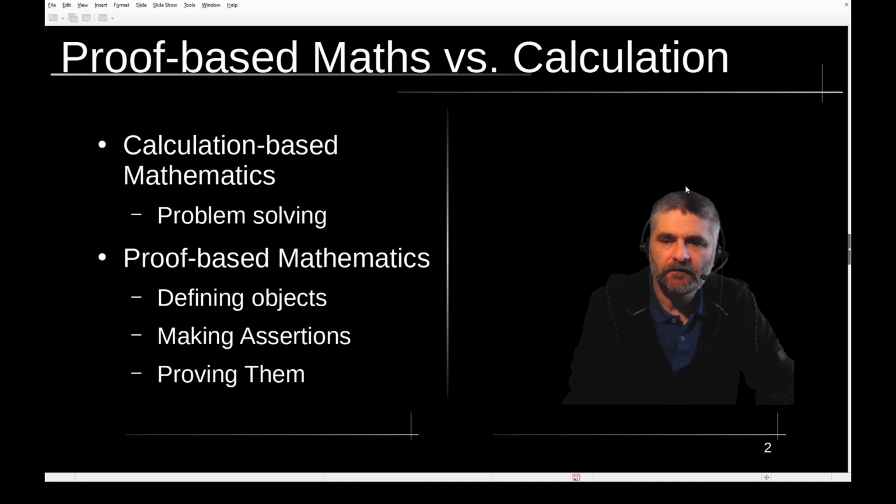Proof-based mathematics is a totally different thing. It is about defining mathematical objects, making assertions about these objects, and proving or disproving them based on logic.